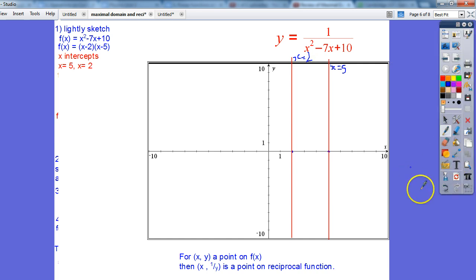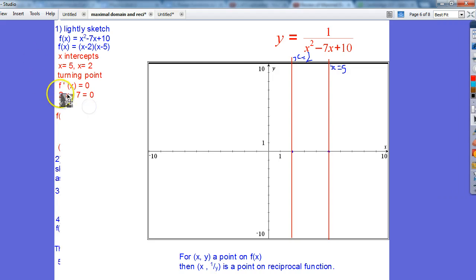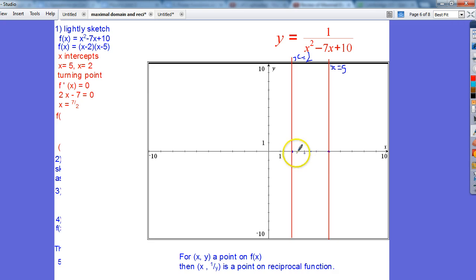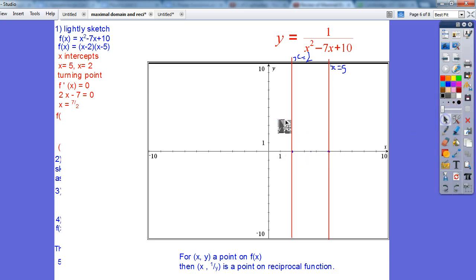Next step is the turning point. The turning point occurs when the derivative of the f of x function is equal to 0, and we get 2x minus 7 equals 0. So x equals 7 halves, which is 3.5. 1, 2, 3, and 0.5. So it's right there. As you can see, that is precisely halfway in between the two x-intercepts, the two asymptotes as well.